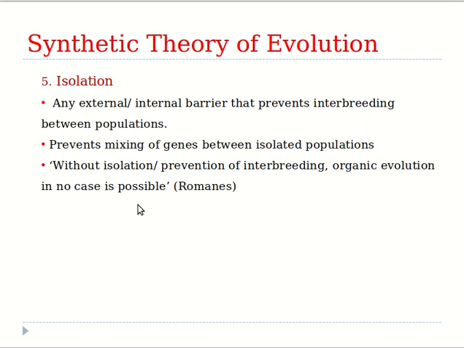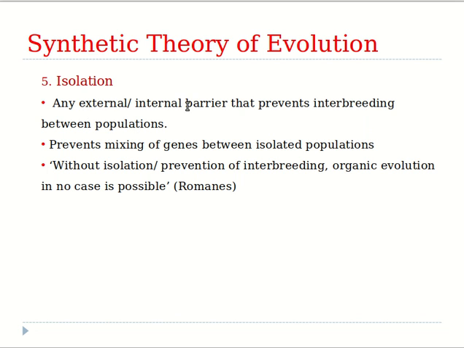Okay, synthetic theory of evolution, or neo-Darwinism, or the modern theory of evolution. As per the synthetic theory of evolution, evolution is based on various evolutionary processes. These processes include mutation and resultant hereditary variations, natural selection, genetic drift, and now we have isolation.